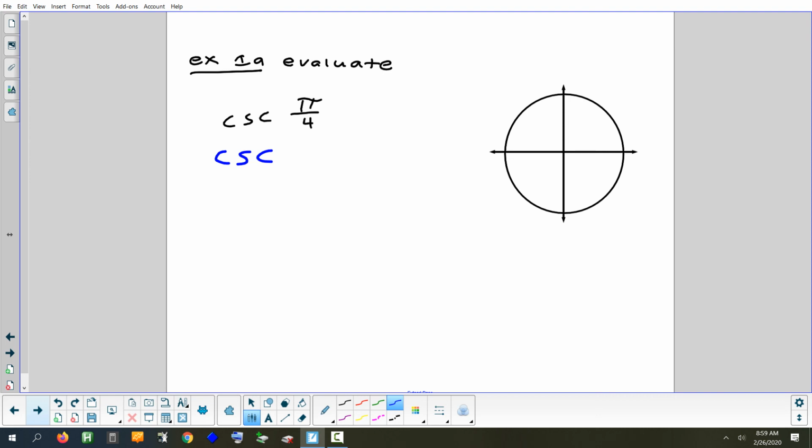Do you remember what you multiply? It's 45. Multiply by 180, divide by pi. So you're left with 180 divided by 4, which is 45. Okay. So if that makes it easier for you to find the coordinate, you can do that first. But now you've got to write the coordinate.